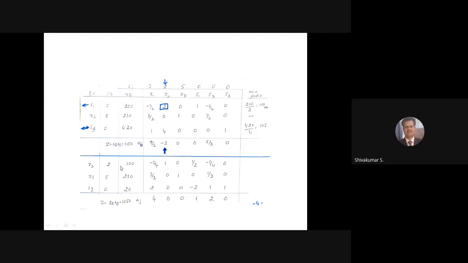Yes, sir. Next, 2 into 1, 2 plus 5 into 0, 0, 0 into 0, 0. So 2 minus 2, 0. Next, third column, 2 into 0 plus 5 into 1, 5, 0 into 0, 0. So 5 minus 5, 0.